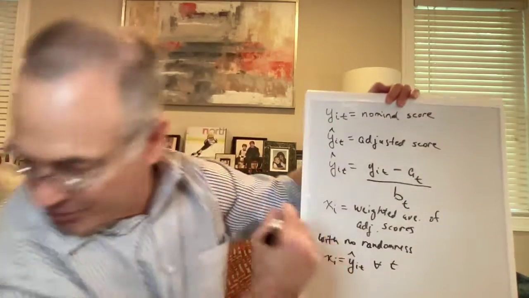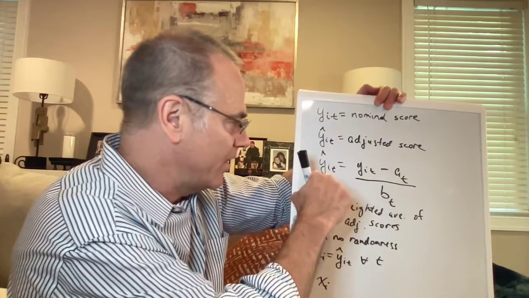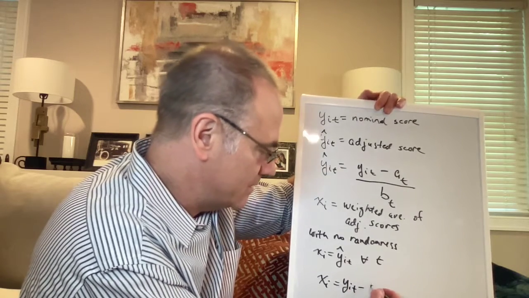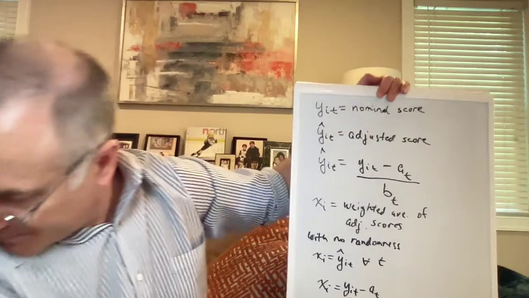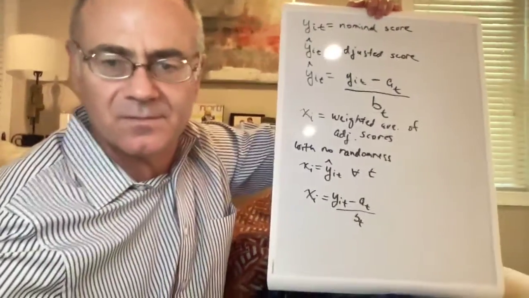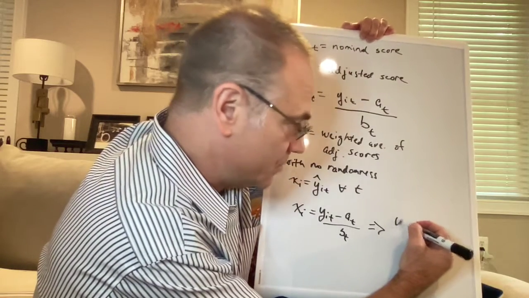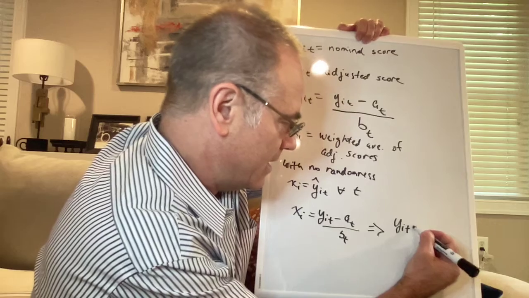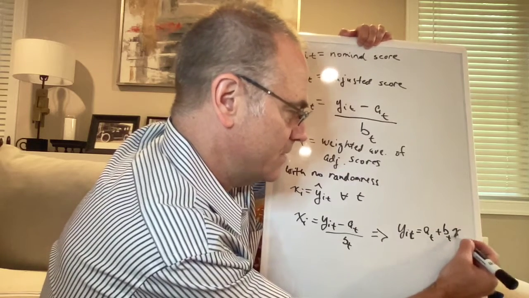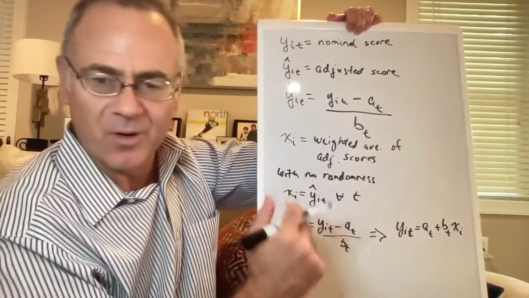If that were true, then in every year, I'm going to substitute X_I for Y hat IT: X_I equals Y_IT minus A_T divided by B_T, which implies, just do some arithmetic or algebra, Y_IT equals A_T plus B_T times X_I. So multiply each side by B_T, and then just subtract A_T from both sides. That will get you that.